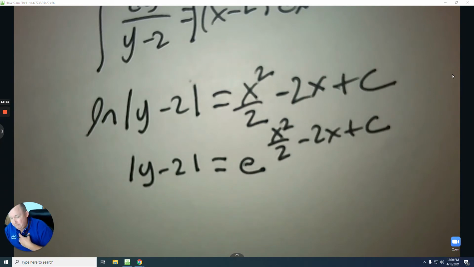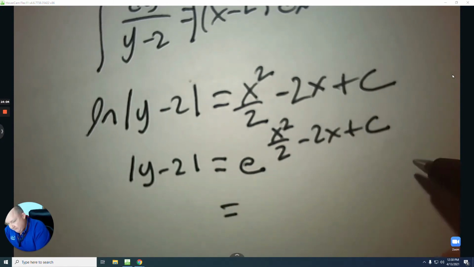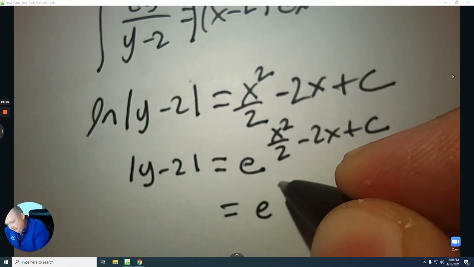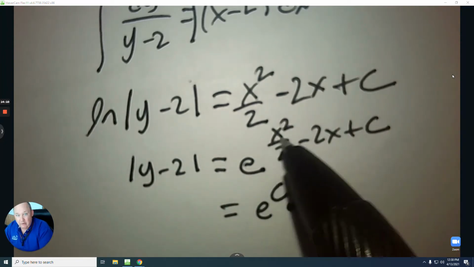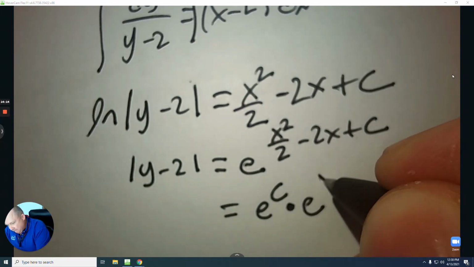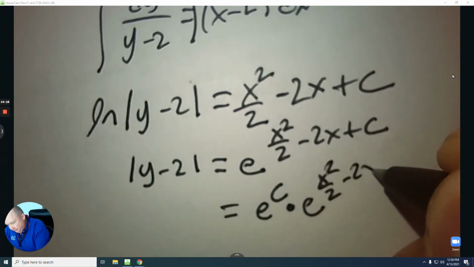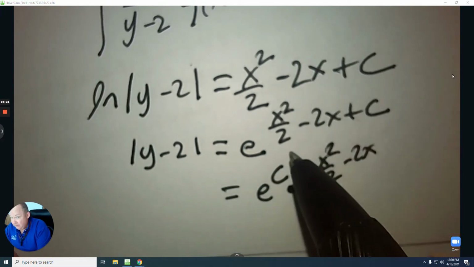Now, another way to write this to make it simpler is to take the constant and write it as e to the c, and use the exponent laws. So instead of adding, you could put them beside each other. If they have the same base, they can multiply beside each other. So multiplying means you add the exponents, so they're equivalent.